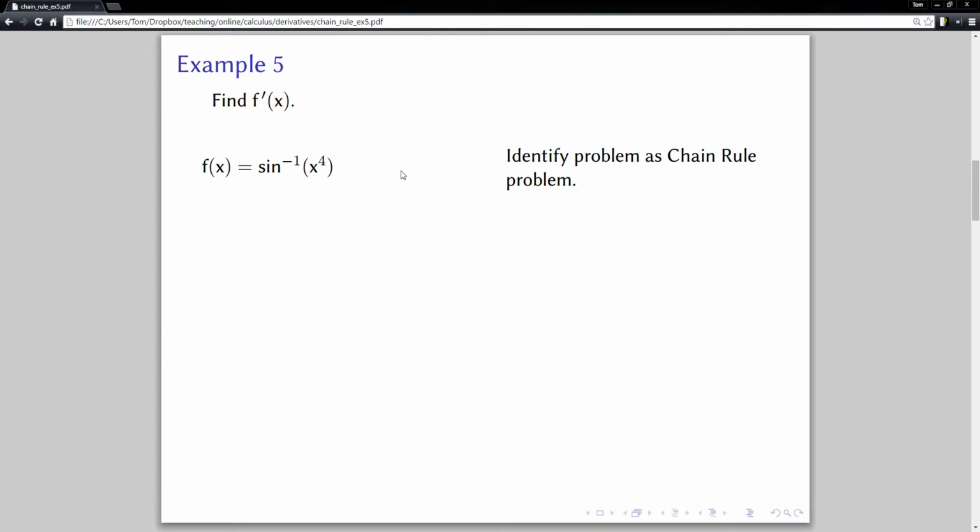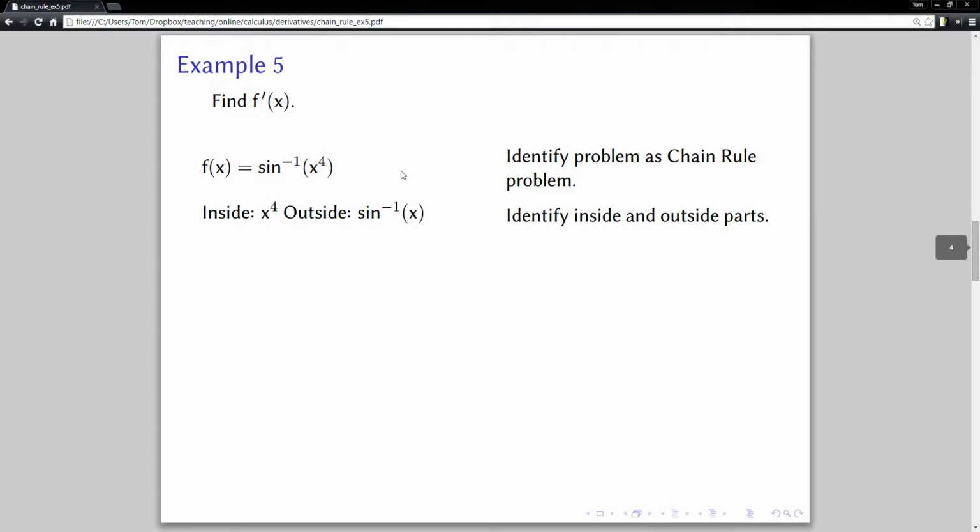Once you know that this is a chain rule problem, then what you want to do is to identify the inside part and the outside part. The inside part is clearly x to the fourth right here. That's the part inside the inverse sine. And then the outside part is just going to be inverse sine itself. So this function here is built by taking x to the fourth and plugging it in for x into the inverse sine function.